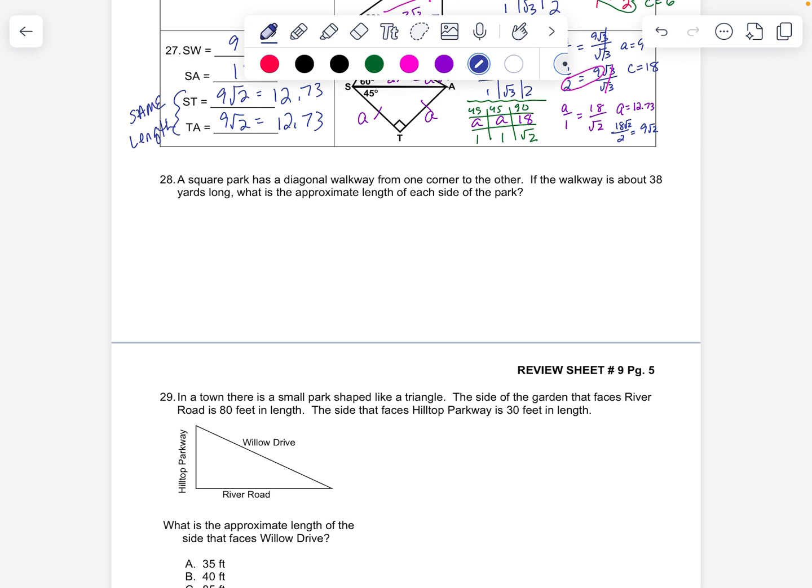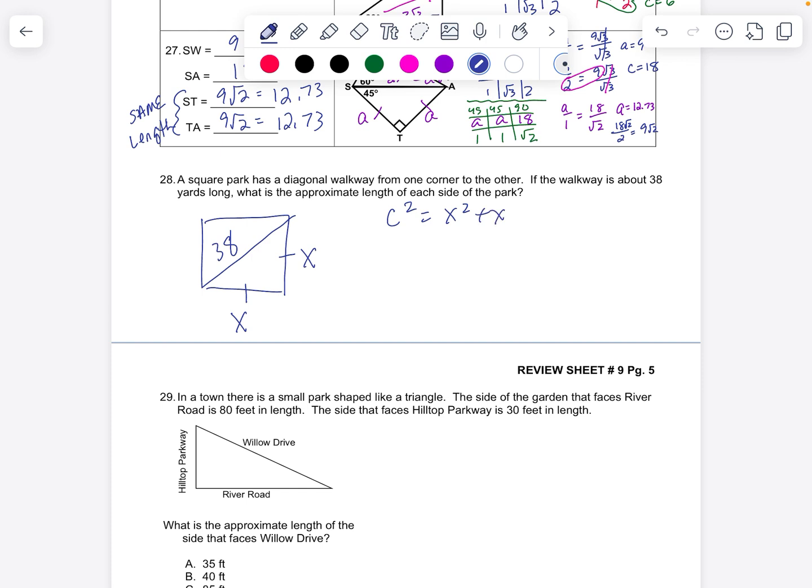We have a square park with a diagonal walkway from one corner to the other. So square park, draw a picture. Diagonal walkway. If the walkway is about 38 yards long, what's the approximate length of each side of the park? So we know that our square has the same thing on both sides. This is also a special triangle. But if you prefer, we can just use Pythagorean theorem.